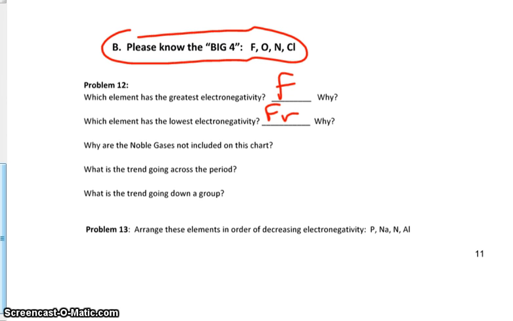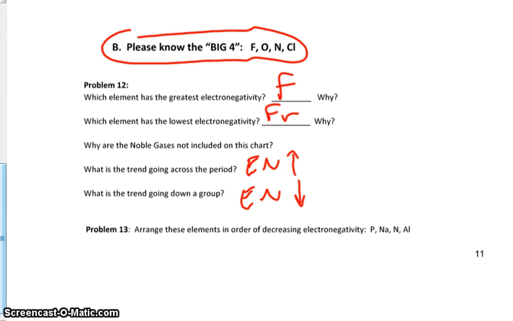What is the trend going across the period? Well, if you look closely, it looks like these little tiles are getting higher and higher. The electronegativity is definitely increasing. Why? Greater effective nuclear charge. What about the trend going down a group? The electronegativity is going down. We can see that the bottom rows have the lowest numbers. Why is that? Well, they're further away, more shells.